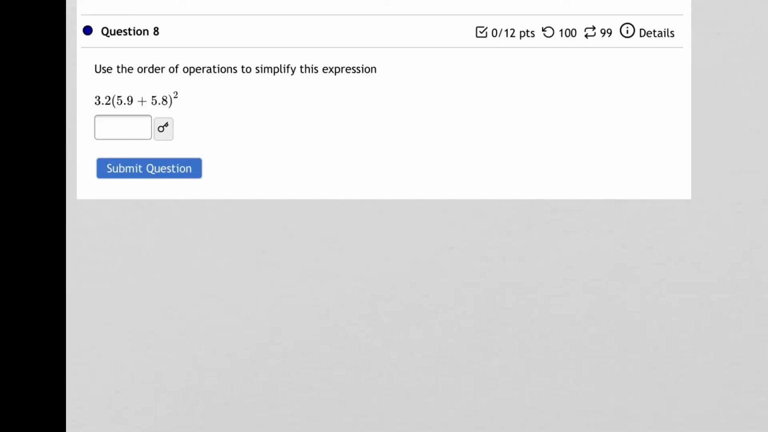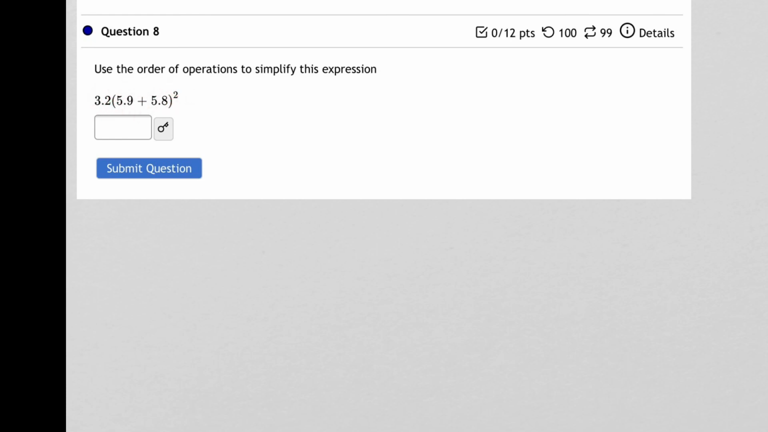Okay, and then here's one last problem to work on. Question 8. We just want to simplify this expression, right? We want to expand it out, but we have to be careful, right? We must use order of operations. So in this case, I have multiplication. Remember when the 3.2 is next to parentheses, multiplication. I have addition, I have parentheses, I have exponents.